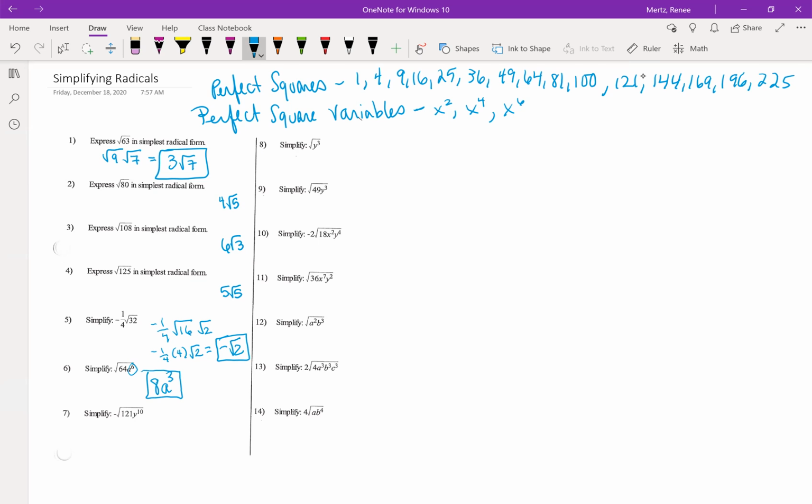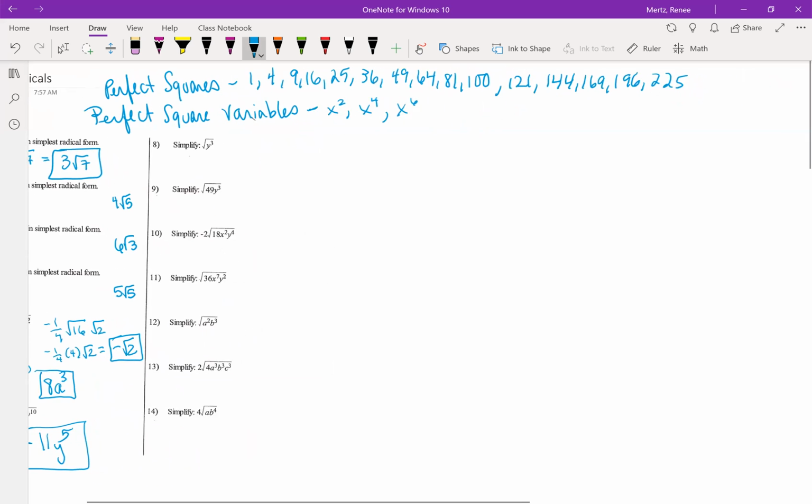Negative radical 121 y to the 10th are perfect squares. The square root of 121 is 11. The square root of y to the 10th is y to the 5th. There's a negative out front, it's real small. So negative 11 y to the 5th.